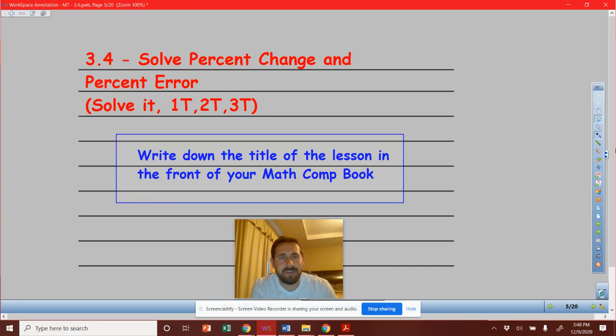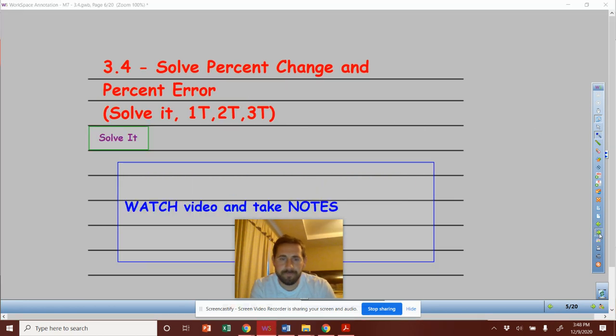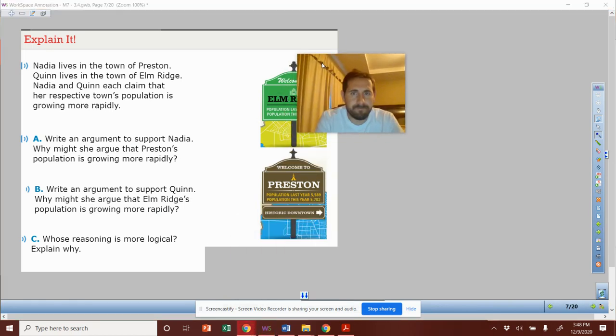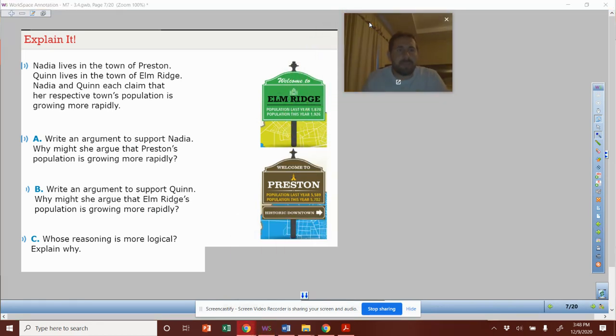So make sure you've titled your comp book, and we'll take a look at this solve it problem. Multiple steps here. Nadia lives in the town of Preston. Quinn lives in the town of Elm Ridge. Nadia and Quinn each claim that her respective town's population is growing more rapidly. So you got part A, part B, part C.